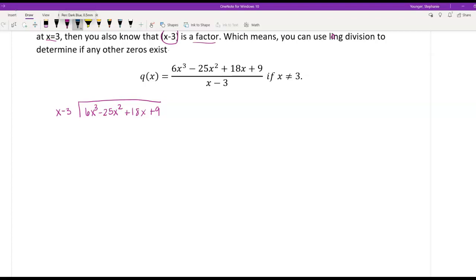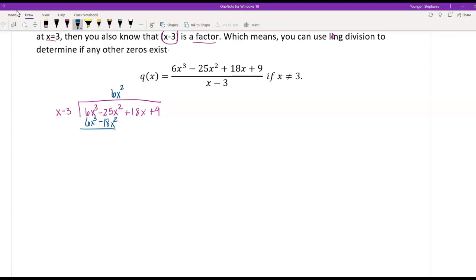Well, if you said 6x squared, you'd be correct because this has a coefficient of 1, so 1 times 6 gets us 6, x times x squared is x cubed. Notice I'm putting that 6x squared above my x squared term here. So now I'm going to multiply x and 6x squared, which is 6x cubed. And then I'm going to multiply negative 3 times the 6x squared, which gets us negative 18x squared.